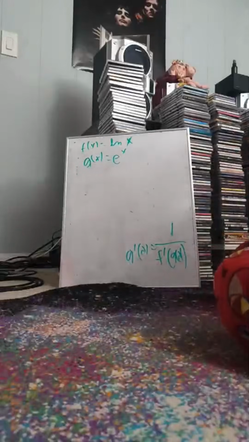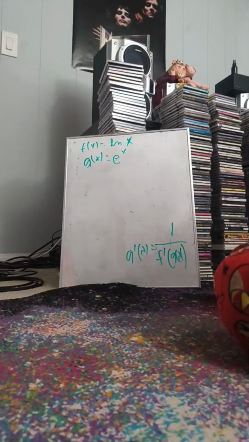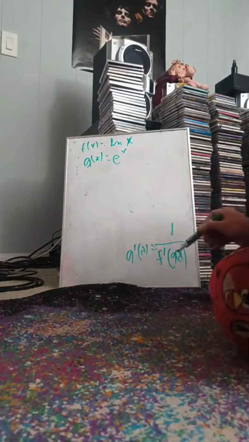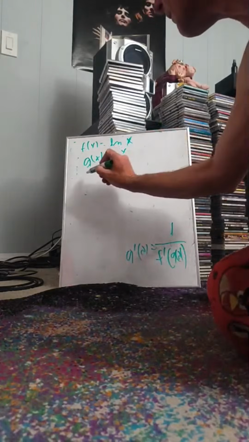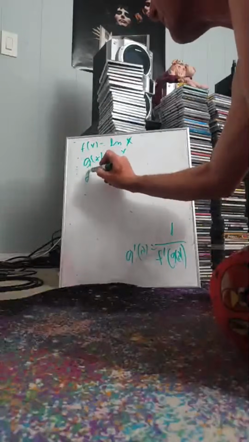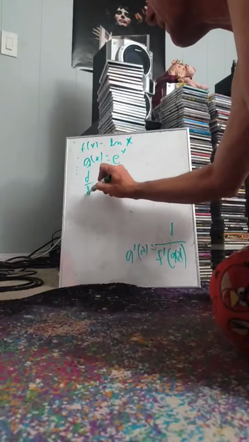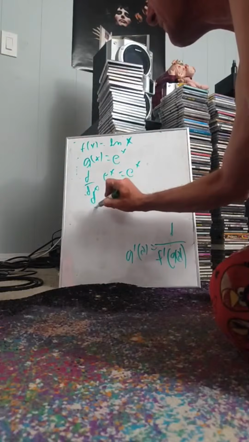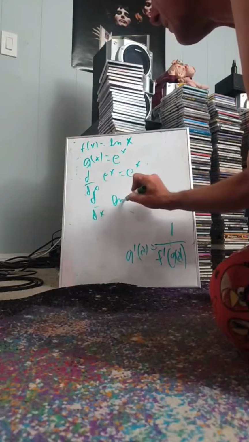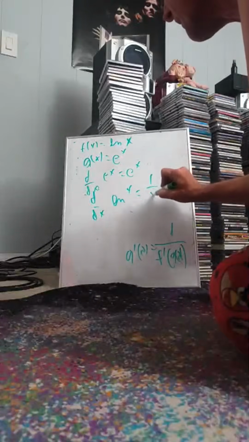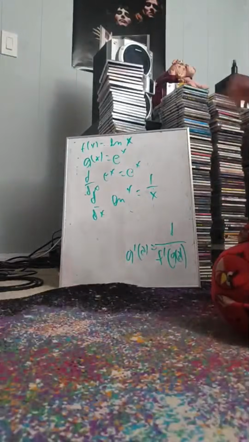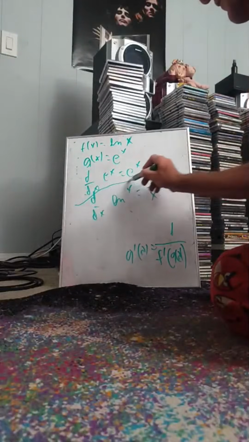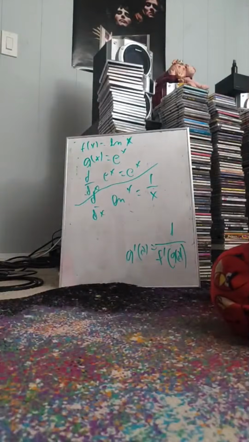Let's see. Let's do this. We know that the derivative d/dx of e to the x equals e to the x. d/dx of logarithm x equals 1 over x. Those are just formulas we know in calculus. Check it out if you want. They're true.